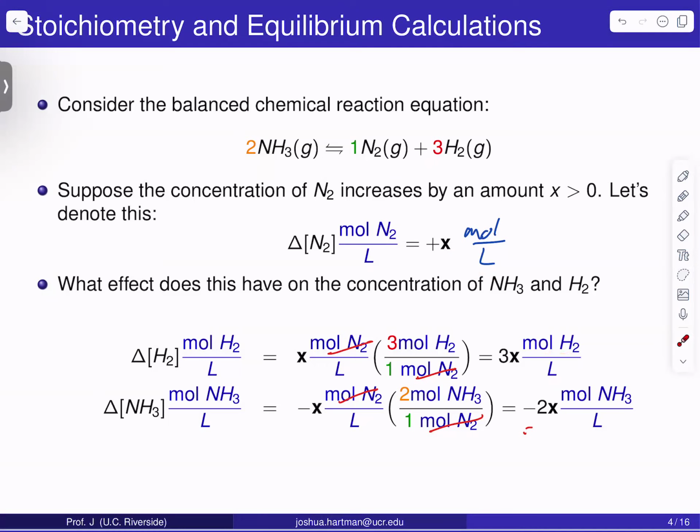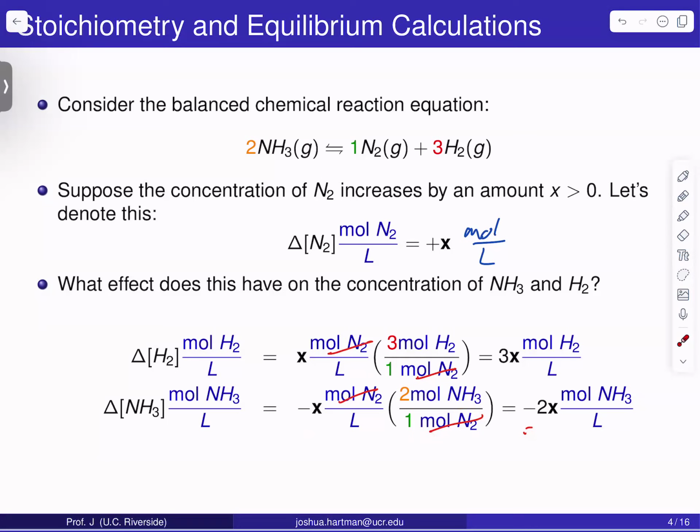Similarly, if you're wanting to look at the change in the concentration of ammonia, well, ammonia is going to be decreasing in concentration relative to N2. So if X was some small positive number, we want to use minus X, and we have to convert between them using the stoichiometric coefficients for N2 and NH3 in this 2-to-1 ratio. And you see that, well, for every 1 mole of N2 you form, you're actually going to be losing 2 moles of NH3.